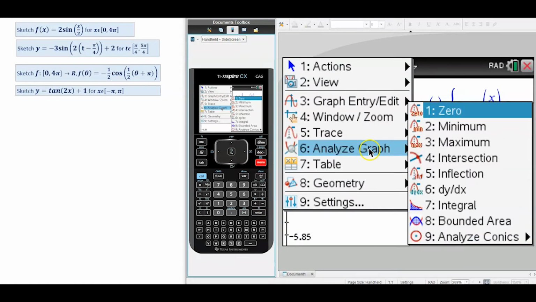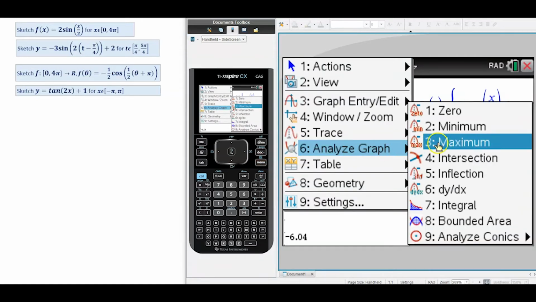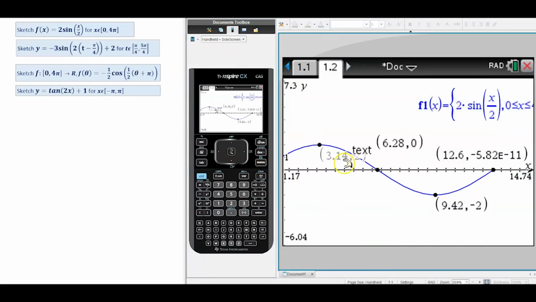We can also find maximums and minimums. Pretty straightforward, this one. Menu, analyze, minimum. There we go. Again, 3.14159, of course, is pi, so it's hopefully fairly clear that that is our pi value at a maximum.